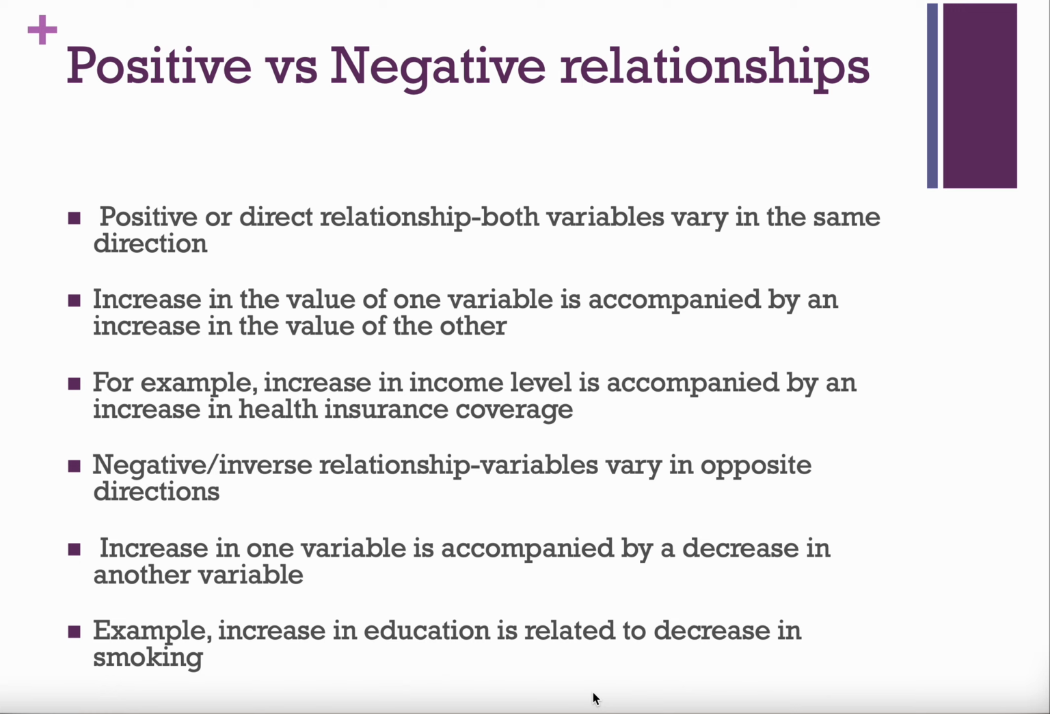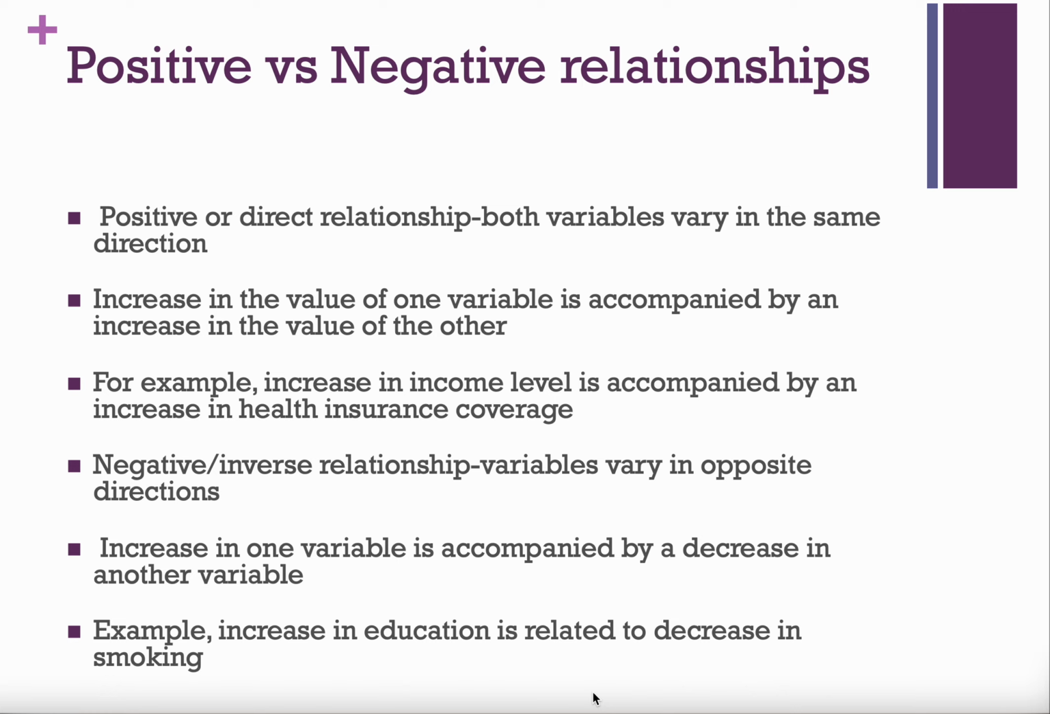So increasing the value of one variable is associated with an increase in the value of the other, meaning if we increase the education level, we will see an increase in the income level. Another example, as given on the slide, is that an increase in income level is associated with an increase in health insurance coverage, and there can be lots of examples like that.